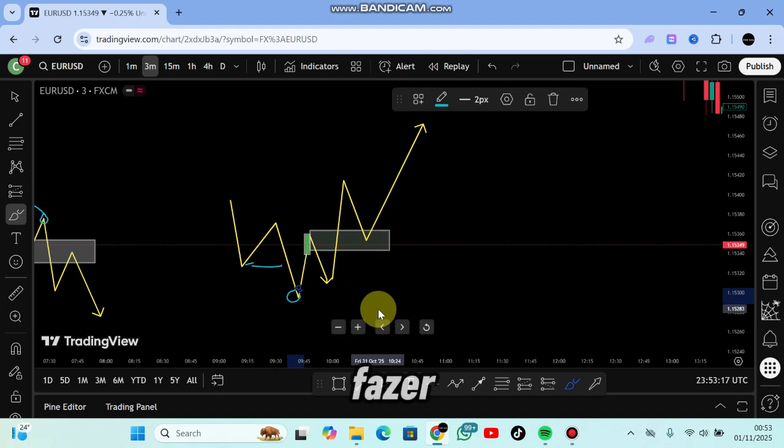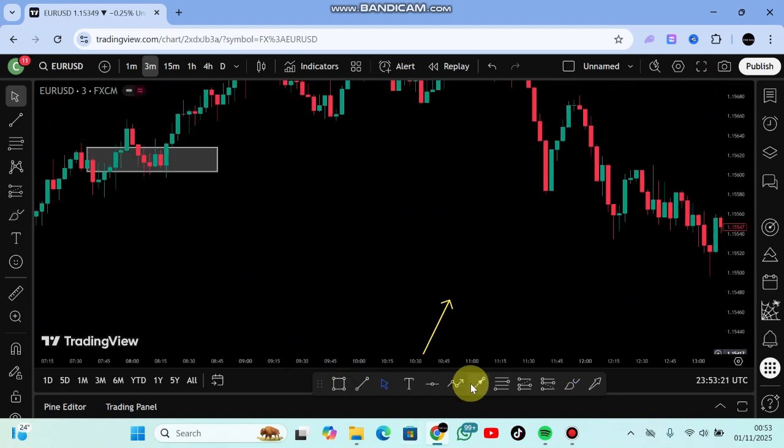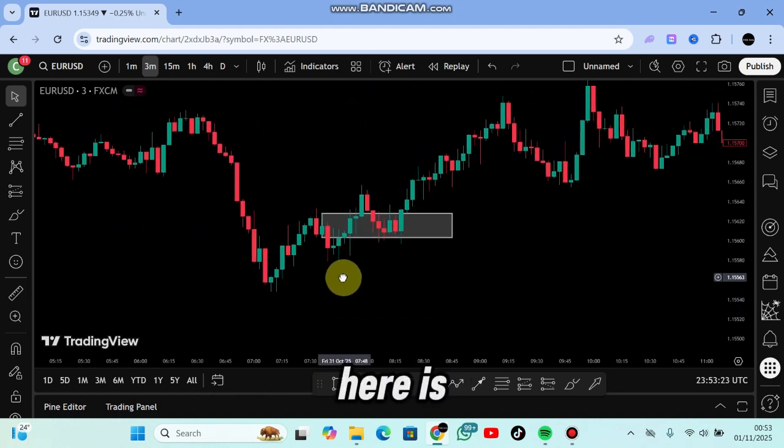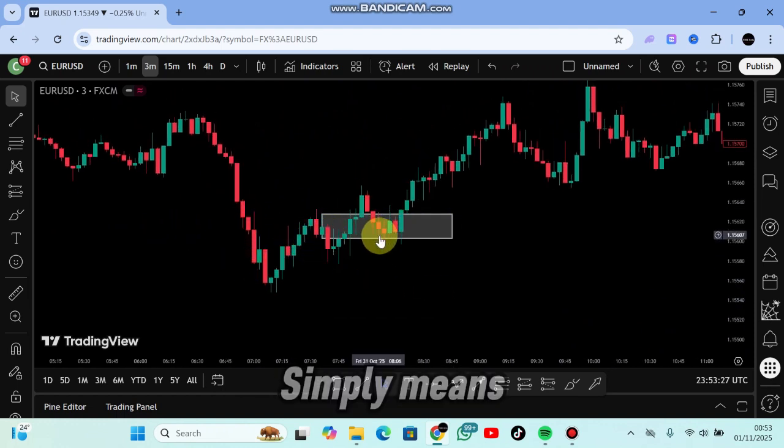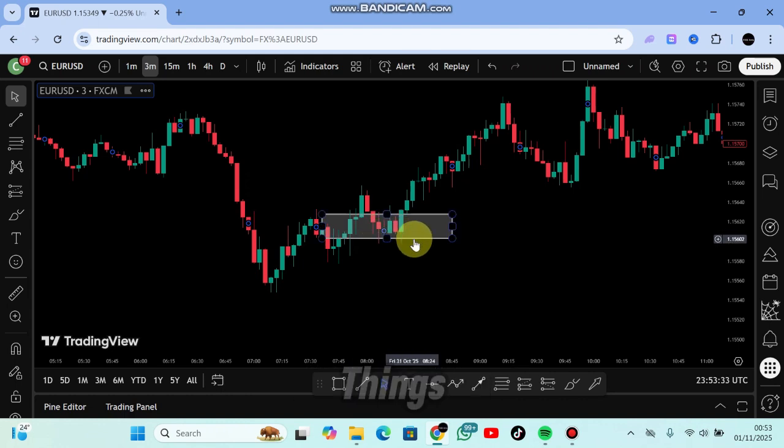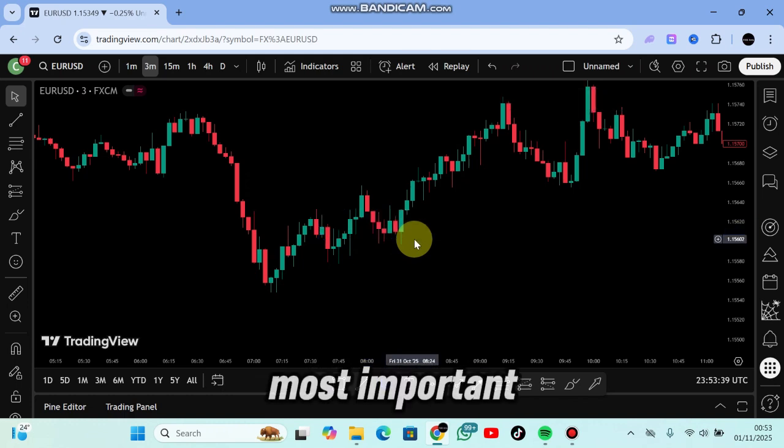Okay, so next I'm going to go to the chart and show you guys how to identify this. This right here is an example of a bullish mitigation block. Mitigation block simply means reduction in impact. But I don't like explaining a lot of things. What I prefer explaining is the concept and identifying it on the chart, because this is the most important.